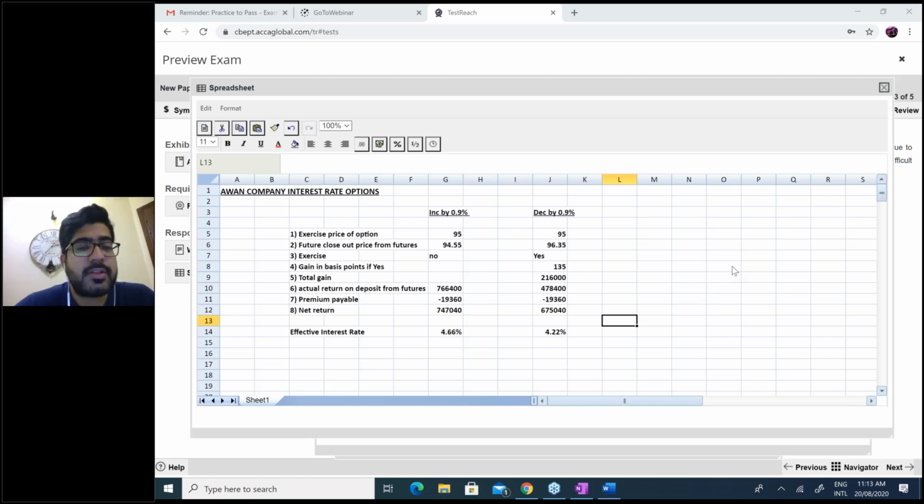Gain in basis points. So the gain is the difference of the first 2 steps, exercise price and future closer price. It's coming 1.35%. I need to write in basis points. Yesterday I told you 100 basis points is 1%. So 1.35% is 135 basis points.